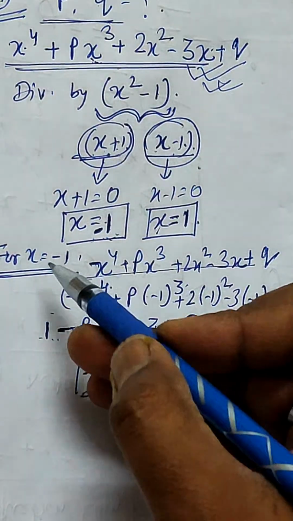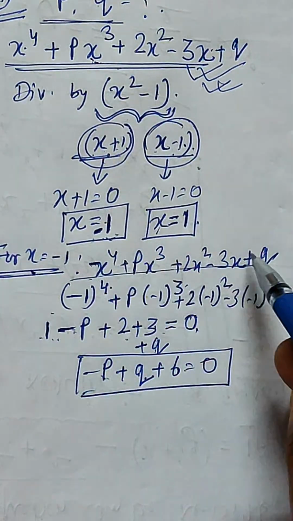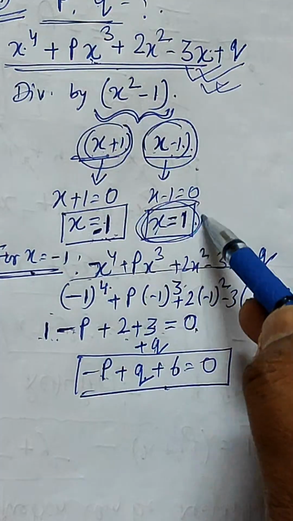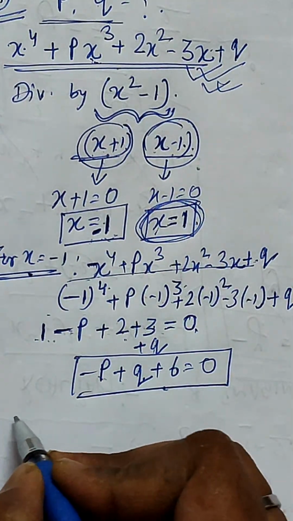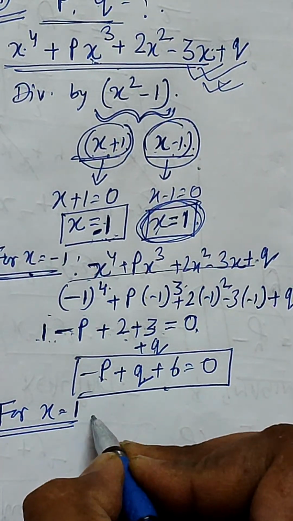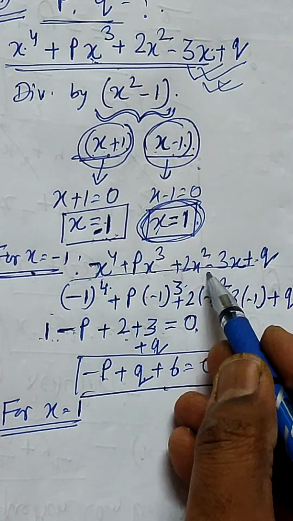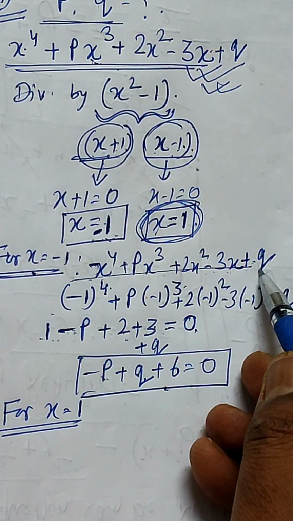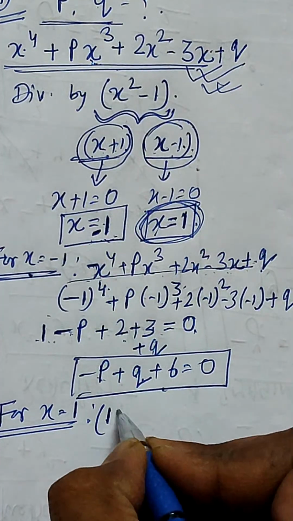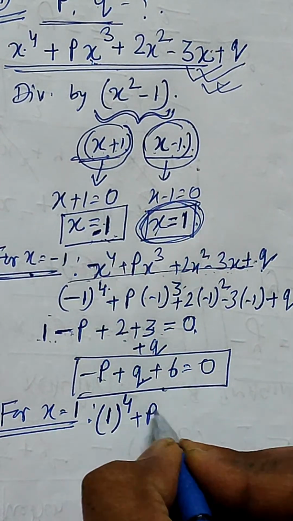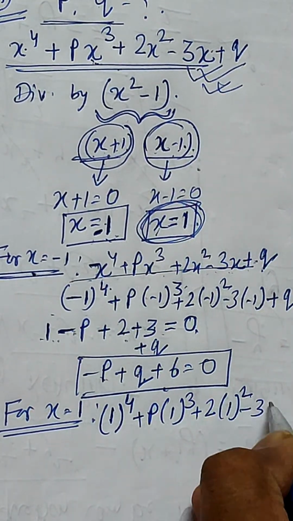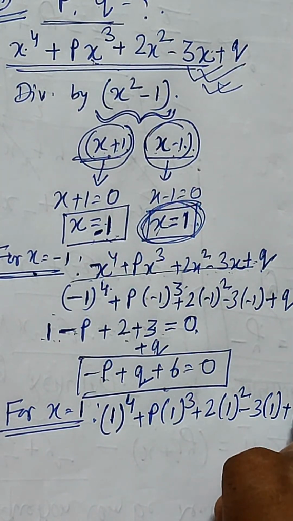Now again, for x equal to minus 1, the above polynomial looks like this, right? Then when we take another value of x, that is x equal to 1, we can write for x equal to 1, x^4 plus px^3 plus 2x^2 minus 3x plus q, how will it look? It will look like 1 power 4 plus p times 1 power 3 plus 2 times 1 square minus 3 times 1 plus q.